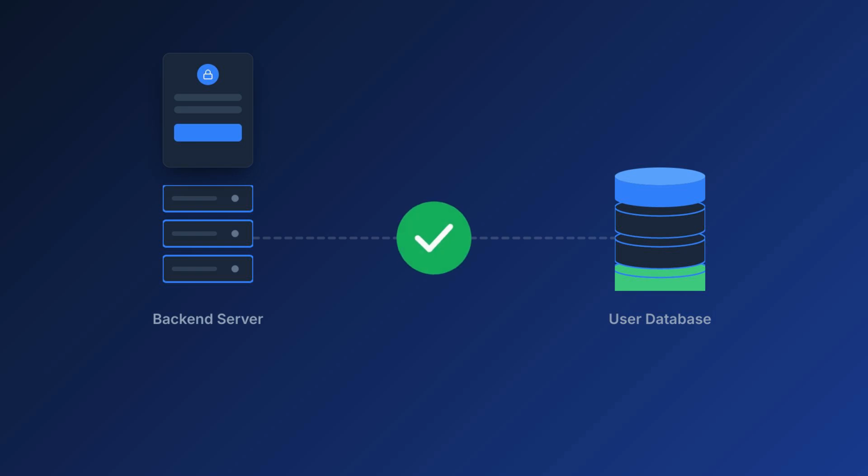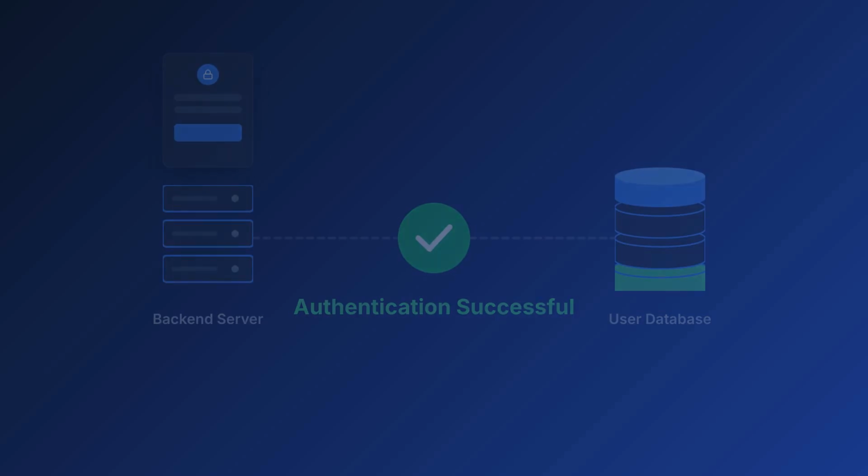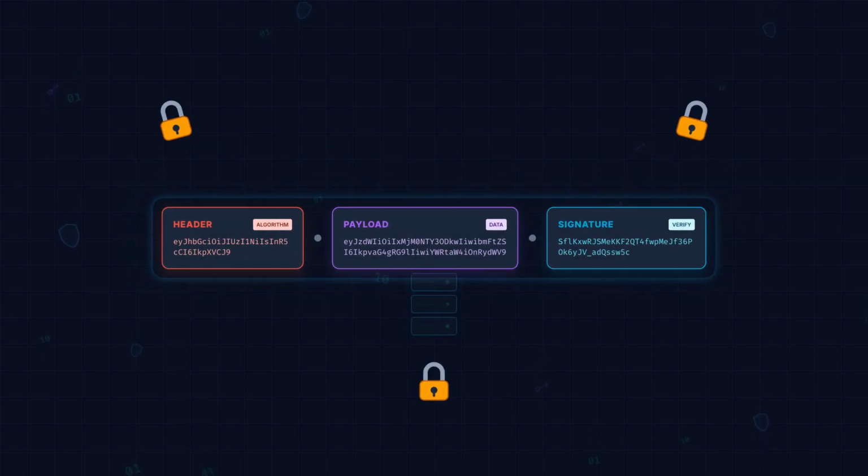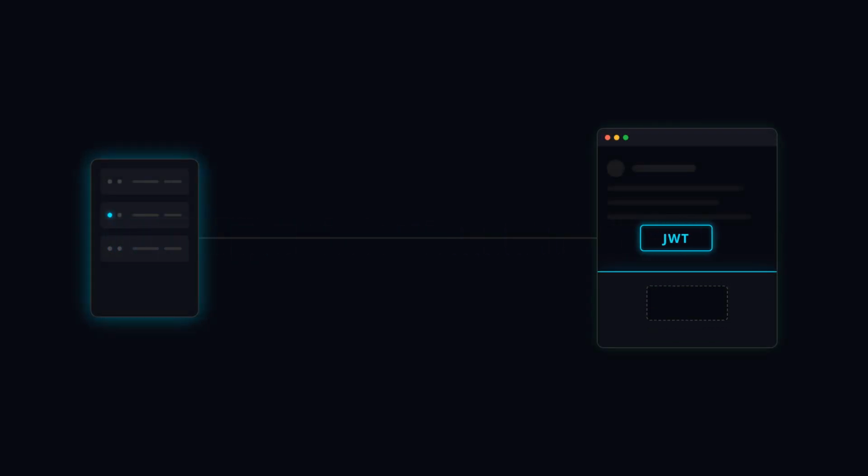This information is sent to a server to verify the user's identity. The server checks the credentials against a database. If the information is correct, the server confirms that the user is authenticated. Instead of storing login sessions on the server, many modern systems create a JSON Web Token. This token is a secure piece of data that proves the user's identity. A JWT contains three parts: a header, a payload, and a signature.